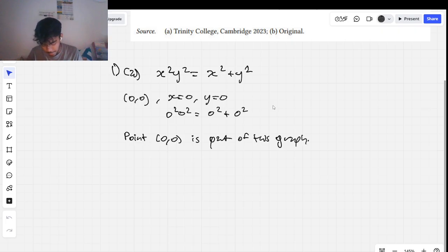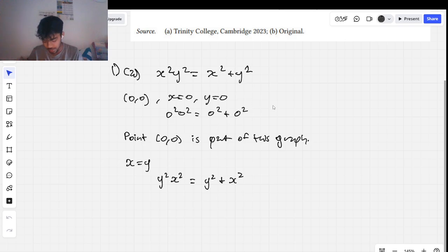Now, what else can I say? I can say that this is a symmetric function, one that has a symmetry in the line x equals y. And that's because if I replace all the x's with y's, it wouldn't change the equation. So this is the same as saying y squared x squared is equal to y squared plus x squared. It might be a very trivial observation, but it is quite an important one.